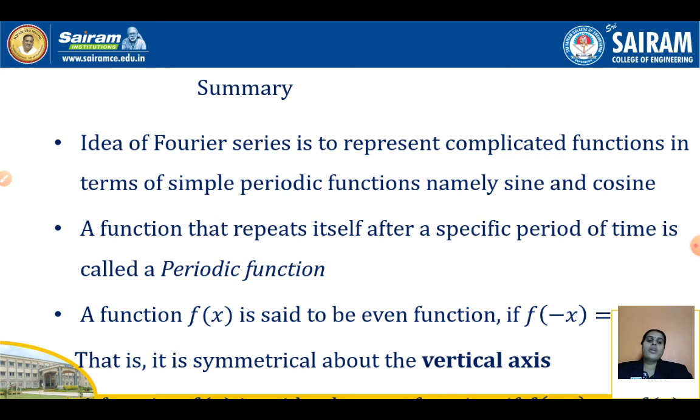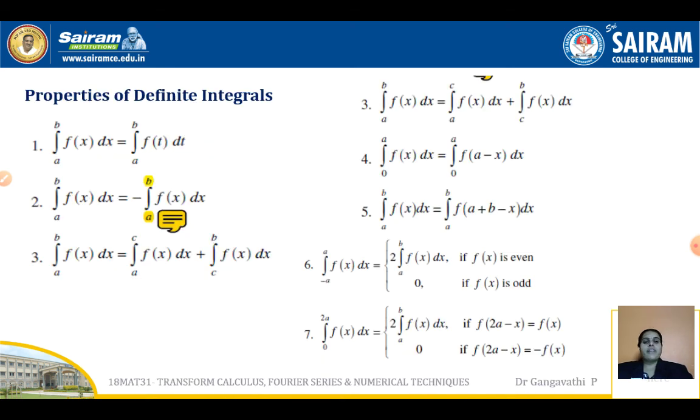Okay, so what all we have studied in this session. The idea of a Fourier series is to represent a complicated function in terms of simple periodic functions, namely sine and cosine. A function that repeats itself after a specific period of time is called a periodic function. A function f of x is said to be even if f of minus x is equal to f of x itself, that is symmetrical about the vertical axis. And we have also studied odd functions.